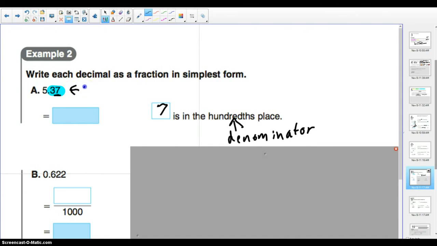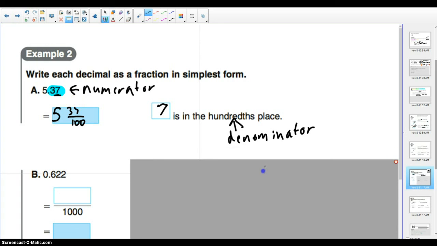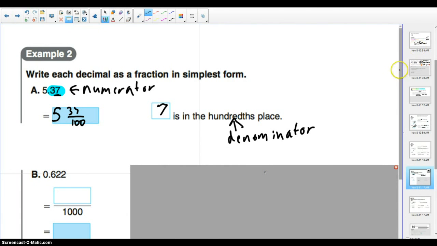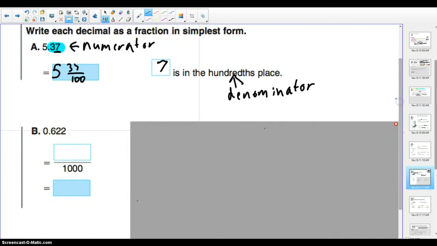So for our fraction, we are going to get 5 and 37/100ths. Now this problem is easy. 37 is a prime number, so that's already in simplest form. But in part B, we are given a decimal that is definitely not in simplest form.